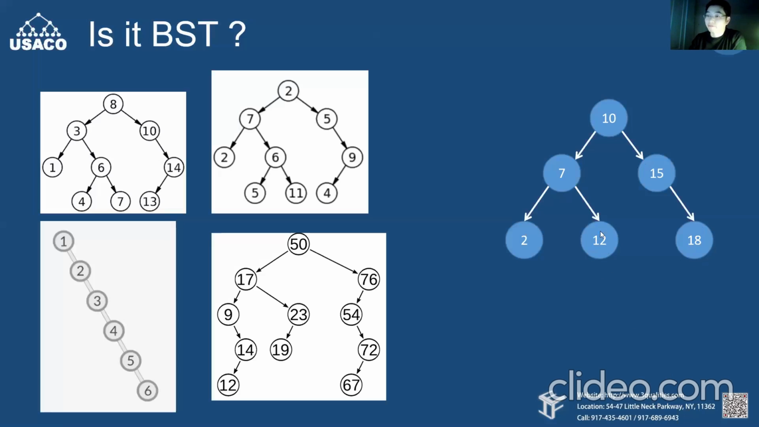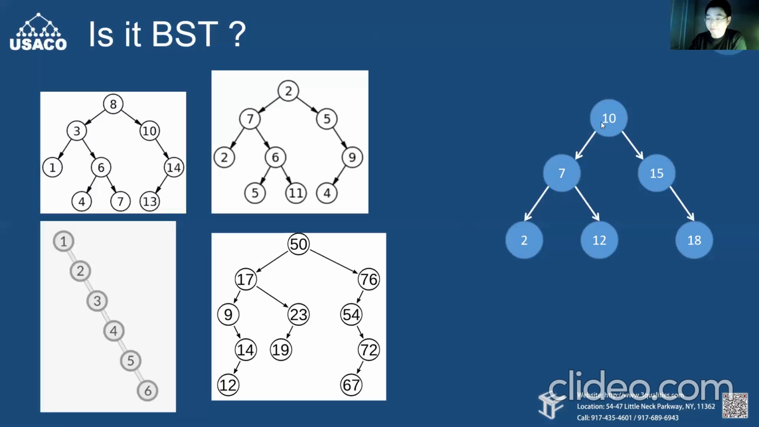The problem is 12, okay? If you look at the 7, 12 is bigger than 7, right? 2 is smaller than 7. So it looks like a valid BST subtree, okay? But if you look at 10, the 12 appears on the left part of 10.